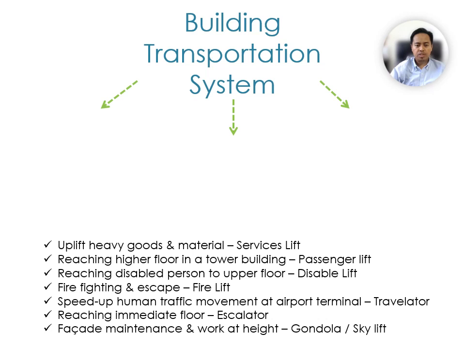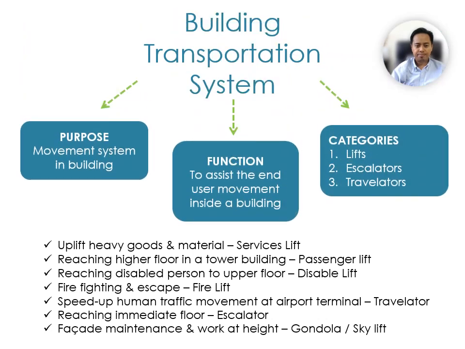Building Transportation System. The purpose of movement system in a building: function to assist the end user movement inside the building. Categories can be divided into three: 1 lift, 2 escalator, and 3 travelators.